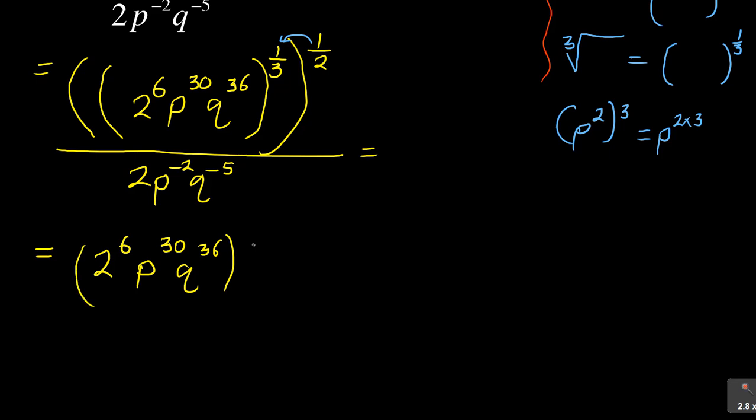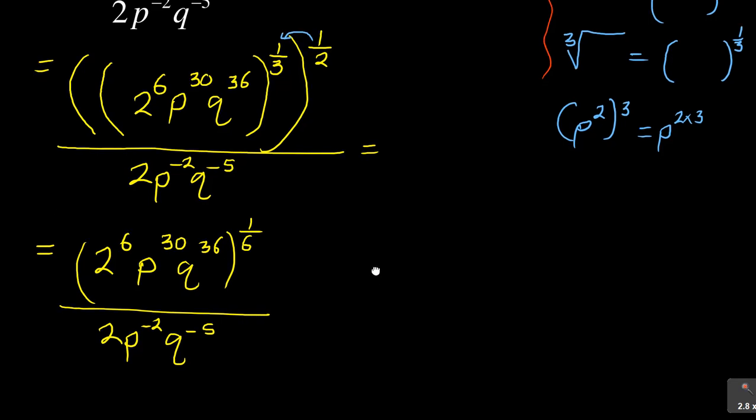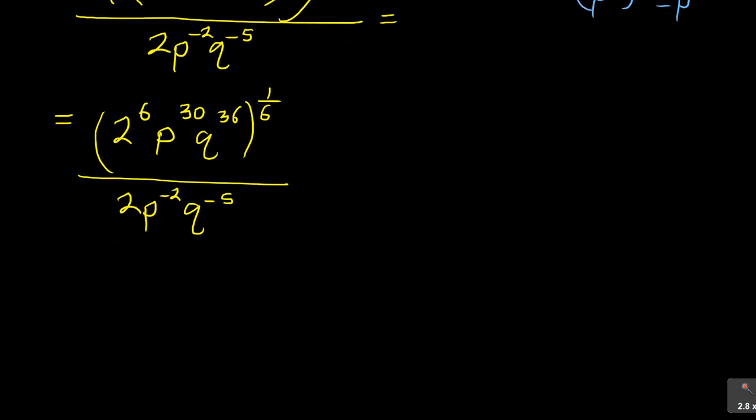This is being multiplied now by power 1 over 6. In this case, we can just have that. It's power 1 over 6. And then divided by, in this case, 2p to the power negative 2, q to the power negative 5. And then if we continue our working with that, that's when now I open the bracket, whereby it will be that times that, that times that, and that times that.